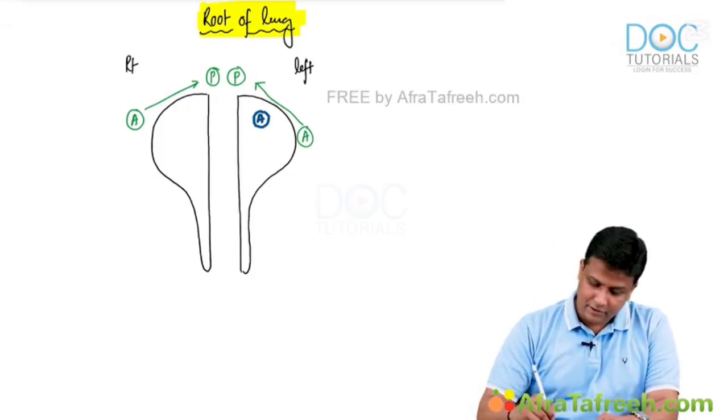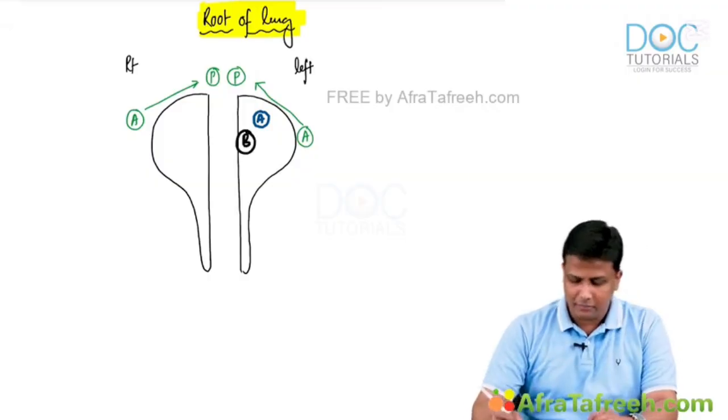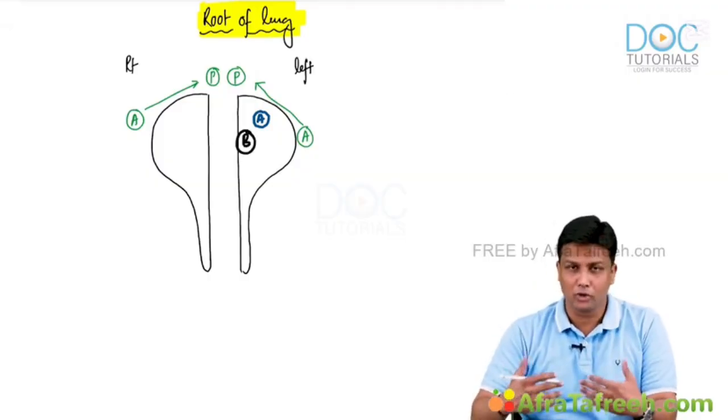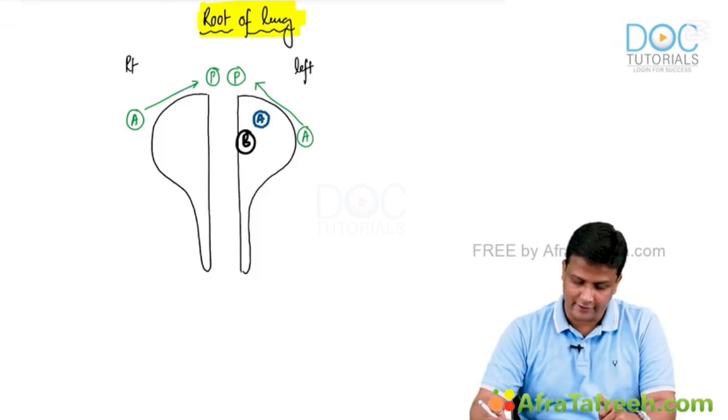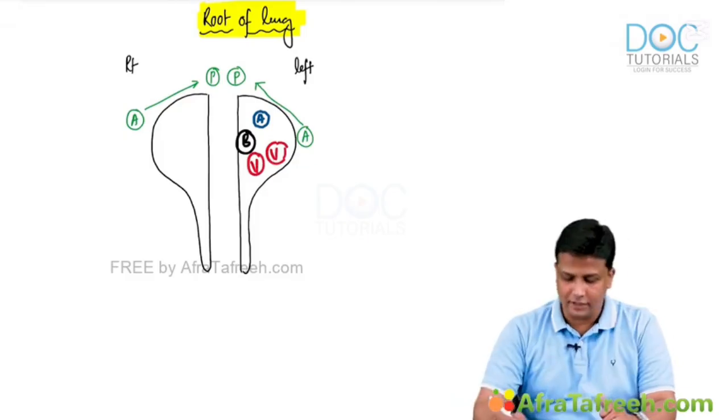Perfect. And then just below this you'll find the bronchus entering. And the bronchus will be entering into the lung more posteriorly, behind. And then finally below here, you'll have the veins, guys. The pulmonary veins, of course, there will be two of them. There will be two pulmonary veins.